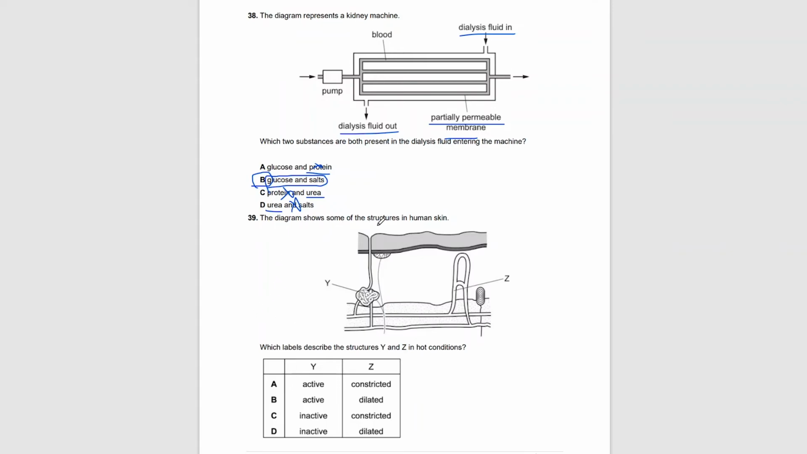39. The diagram shows some of the structures in human skin. Which labels describe the structures Y and Z in hot conditions? In hot conditions, the sweat gland, which is Y, should produce more sweat, which means it should be active. And Z, which is the artery near the skin surface, should dilate so that more blood passes near the skin surface and heat is lost by radiation or convection. So it should remain dilated, which is B.